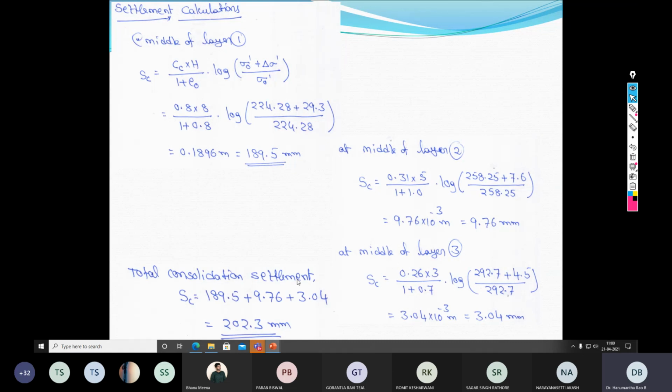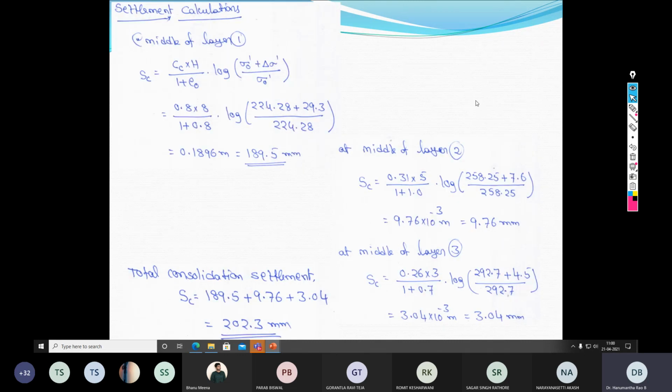So the total consolidation settlement is 189.5 plus 9.76 of second layer plus 3.04 of third layer. So total comes out to be 202.3 millimeter. So this is how you need to calculate the consolidation settlement.